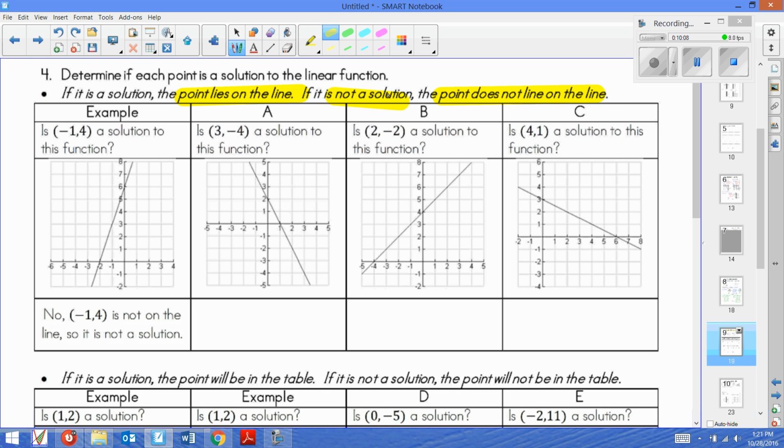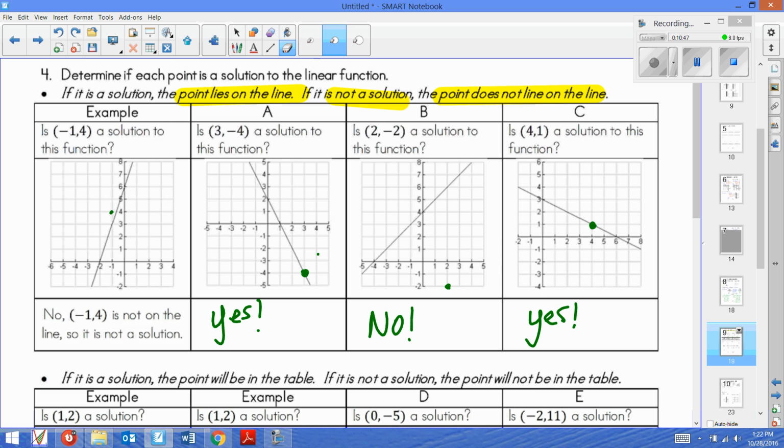So let's just find the point that they gave us. It looks like they did this one for us, but let's verify. The point -1, 4. Nope, it's not, because it doesn't lie on the line. How about the point 3, -4 here? Yes, it is, because it lies on the line. 2, -2? Is that a solution? No, it's not. It doesn't lie on the line. And how about 4, 1? Yes. And yes, put the exclamation marks. Say it loud and proud.